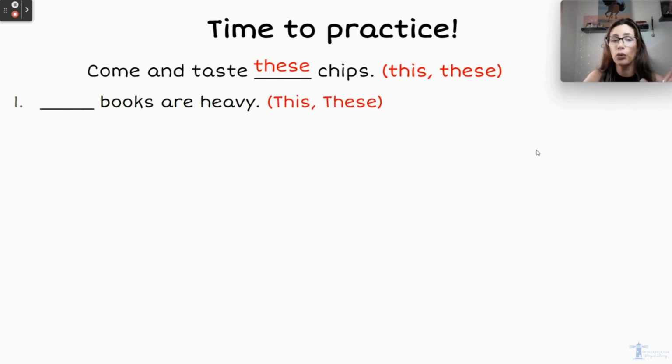Okay, I'm going to go through these with you. I'm going to read them for you, and then you can pause the video and give yourself some time, or we can just continue and you can do it out loud, however you like. This books are heavy, or these books are heavy. This, these. Pick the correct one. You pick the one you think is right, and you can write it down. You can just write down the word, or you can say it out loud. It's really up to you.